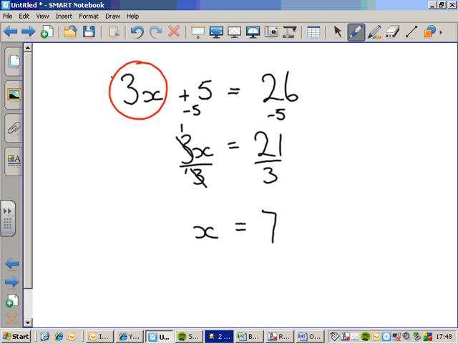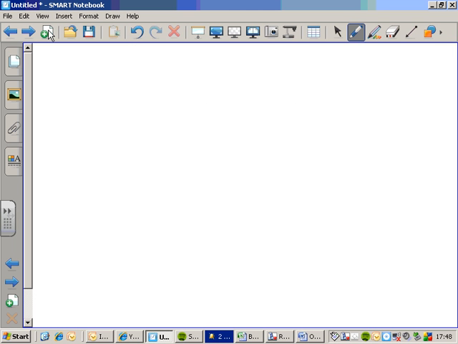Let's check that by substituting in our value of x here. So 3 times x, if x is 7, then 3 times x here will be 21. And 21 plus the 5 that we have here does indeed, of course, equal 26, which confirms that x really is 7. Let's work another example, perhaps where x isn't necessarily a positive value.